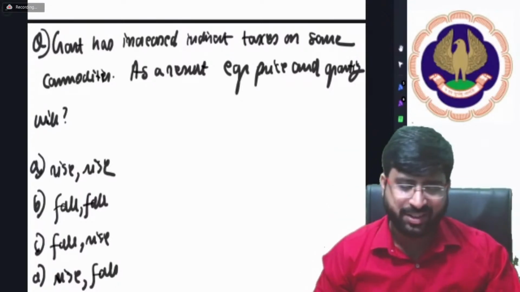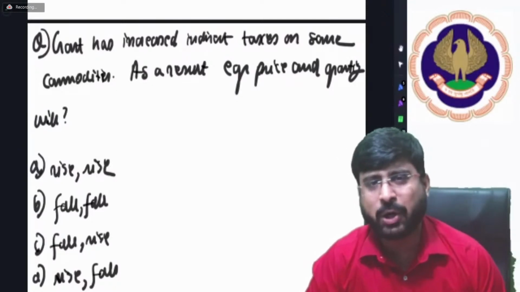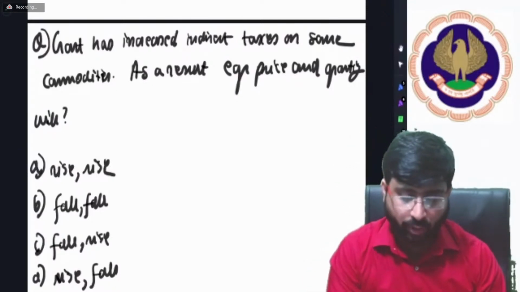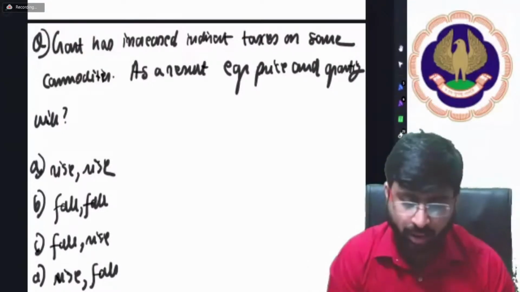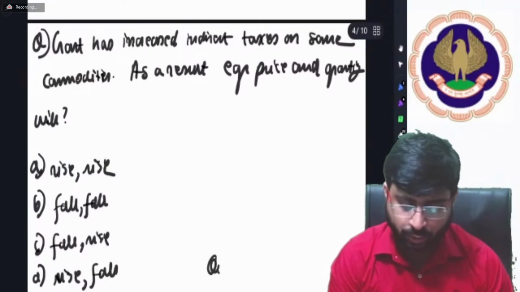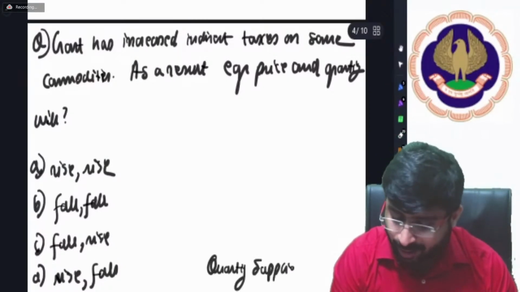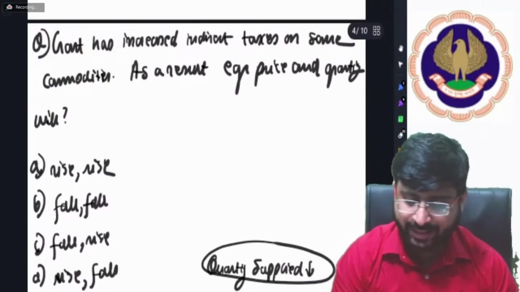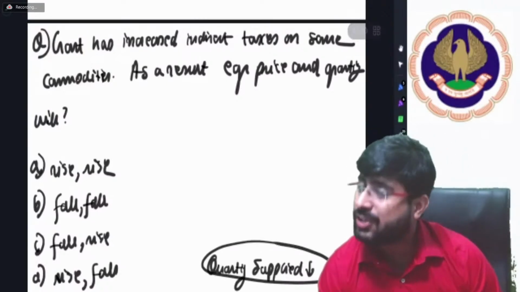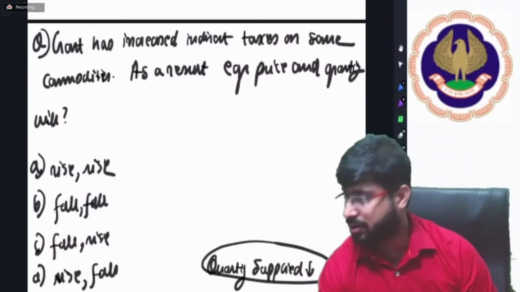So let's see. Now see, when government has increased taxes, what will happen? Producers' profit margin will fall. So what will it have an effect on? Profit margin falling, so quantity supplied will fall. Quantity supplied will go down because indirect taxes will affect quantity supplied. We have studied it in the factors affecting supply in the supply lecture.